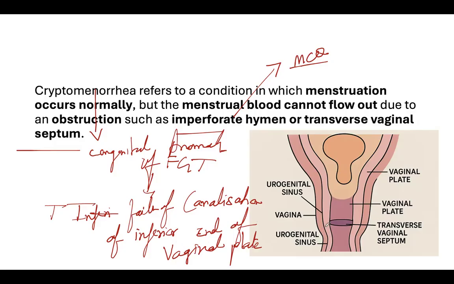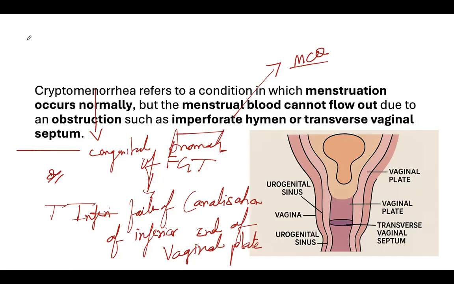So there is a congenital anomaly. It is a rare anomaly. Here, the failure of the canalization of the inferior end of the vaginal plate with that of the urogenital sinus. Okay, so this can be asked. What is the most common cause? The answer will be the imperforate hymen.